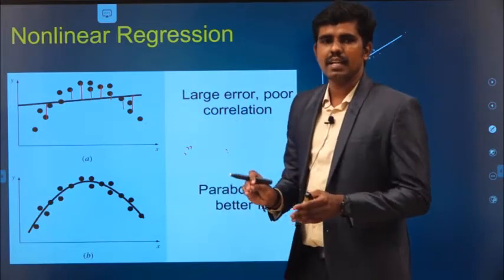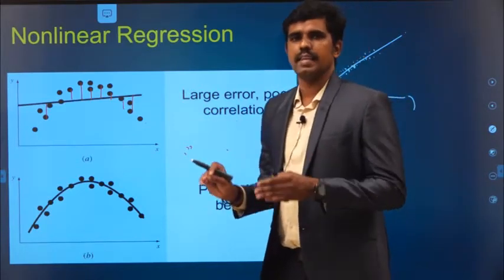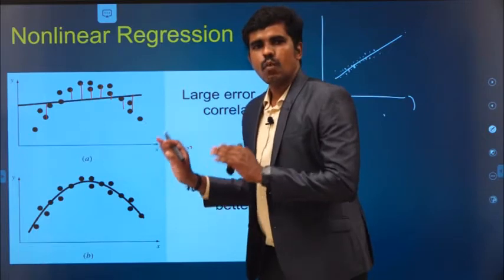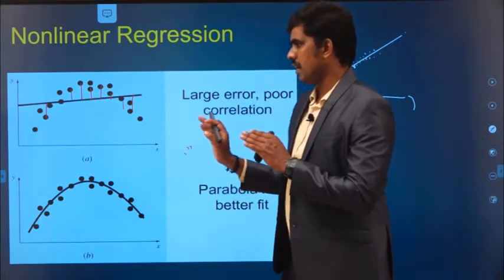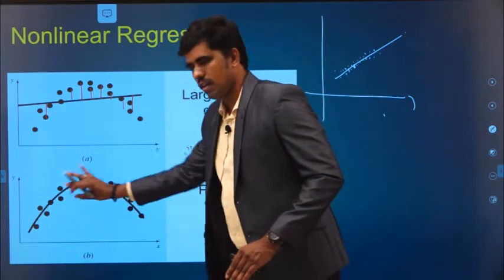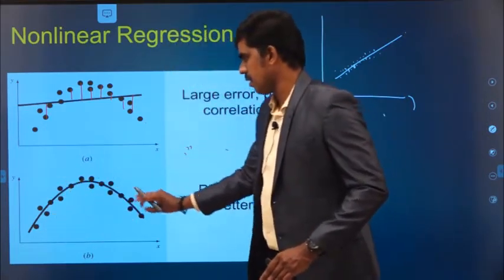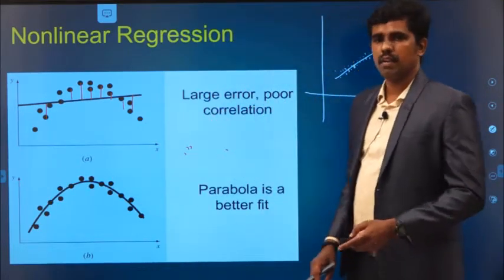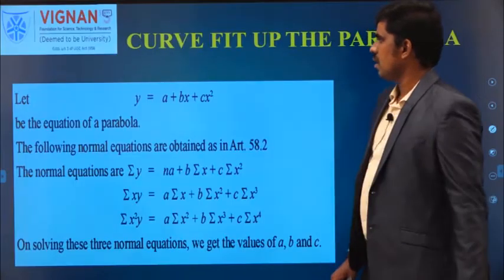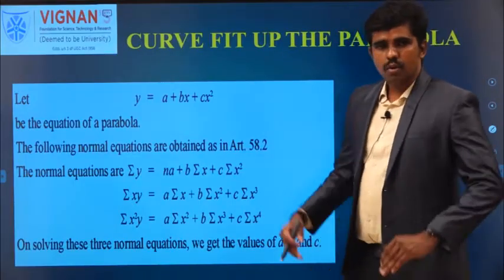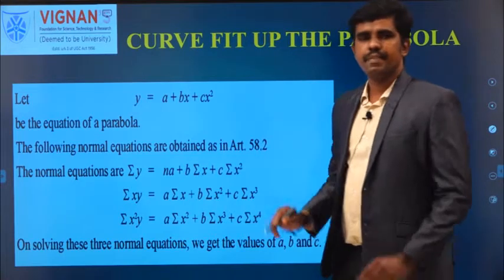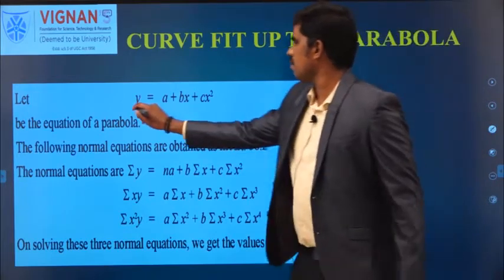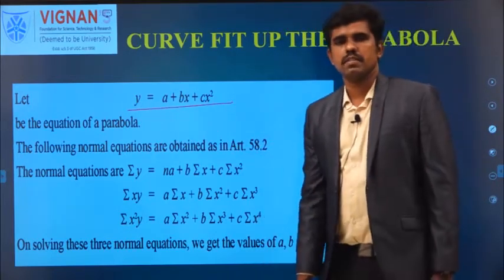So depending on the given data points, we are going to use either a straight line fit or a parabola fit. Now you can understand why we are using a parabola fit. If we have data points whose best approximation is like a parabola, then we are going to use a parabola fit, non-linear regression. So what we are going to do is fit a parabola. Normally we can write the general form of a parabola: y is equal to a plus bx plus cx square.